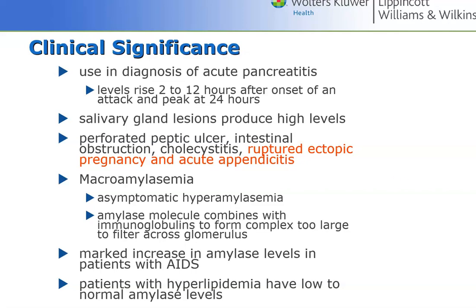So you may see ectopic pregnancies and appendicitis with amylase values that are pretty darn high. Cholecystitis is gallstones. But this is one big thing: we see amylase values because people come in to the ER presenting with lower abdominal pain on the right. We start doing some probes to find out if there's pain on the rebound. If there's pain on the rebound, we're like, oh, they probably have appendicitis.